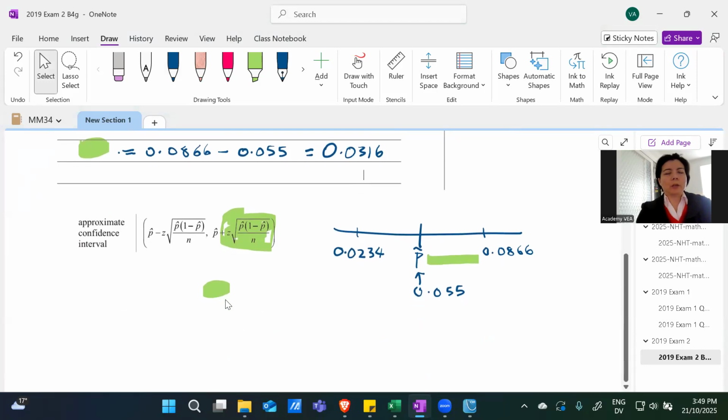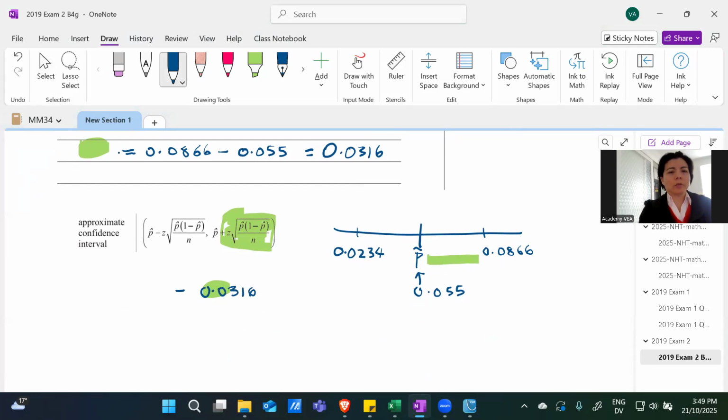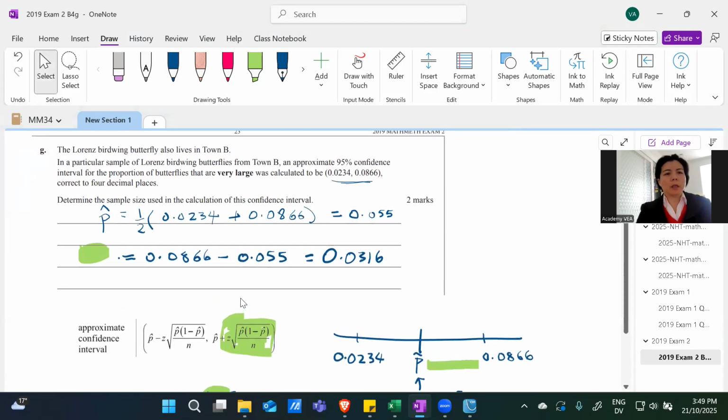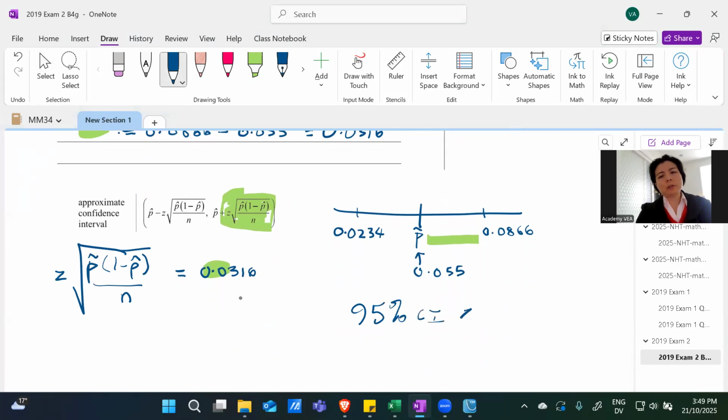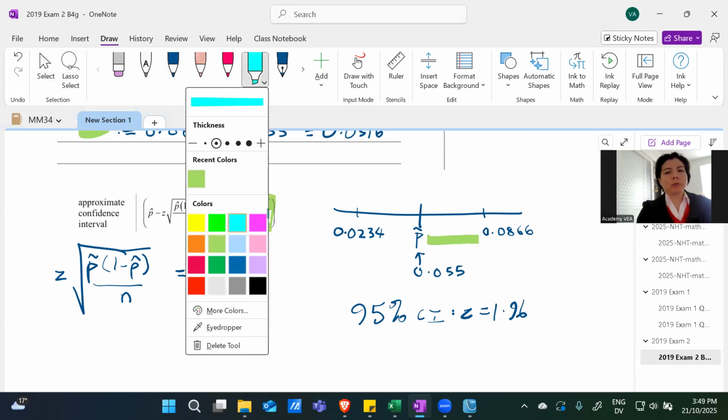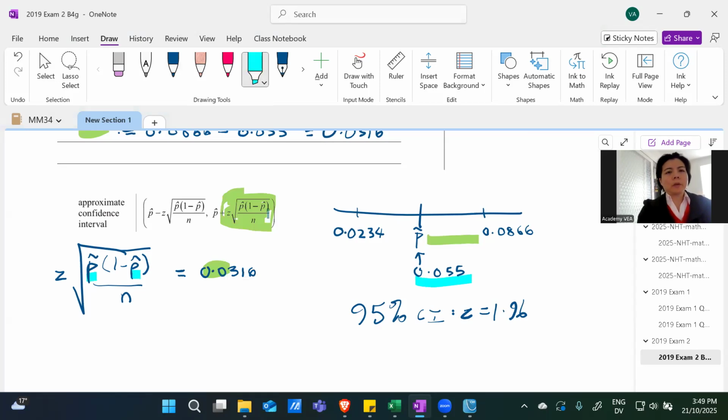And so then you have a much easier problem to solve. You just have one equation to solve. So this is your gap, your 0.0316, and it equals Z times the square root of p hat times 1 minus p hat over n. For the 95% confidence interval, you know your Z value is 1.96. And you know your p hat from before, which is what you worked out previously. So you have all the ingredients you need to calculate n.